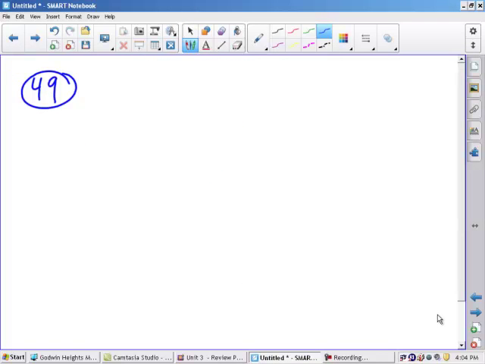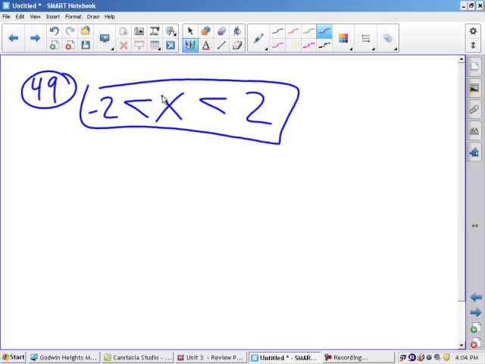Number 49 says, what compound inequality represents the phrase, and graph it. It says all real numbers that are greater than negative 2 and less than positive 2. So you put your x in the middle. You want that to be greater than negative 2 and less than positive 2. So it's x is between negative 2 and 2, or bigger than negative 2 and smaller than positive 2.